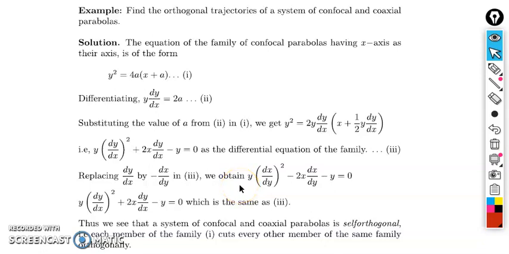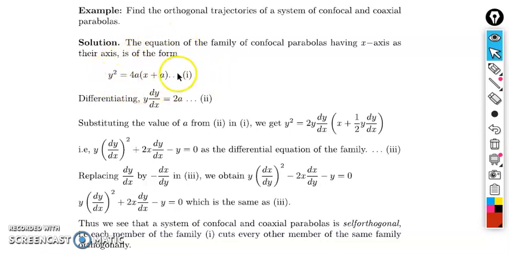This is another example of finding the orthogonal trajectory. We move through this example very fast because we have already learned to find the orthogonal trajectory of a given family of curves. Find the orthogonal trajectory of the system of confocal and coaxial parabolas.